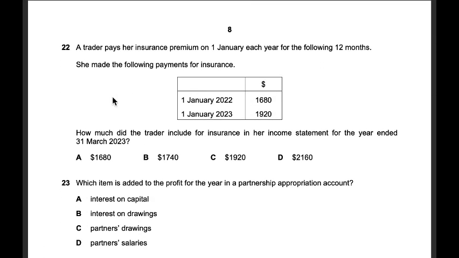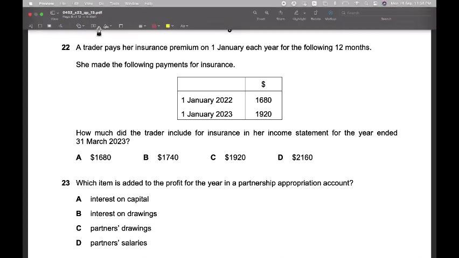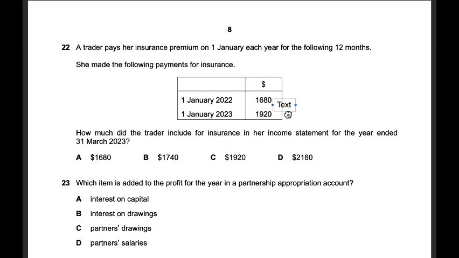Question 22. A trader pays her insurance premium on 1 January each year for the following 12 months. She made the following payments for insurance for the entire year. Okay. How much did the trader include for insurance in her income statement for the year ended 31 March 2023? If it ended on 31 March, then it started on 1 April in the previous year. So if it started on 1 April in the previous year, 9 months of 2022 and 3 months of 2023.